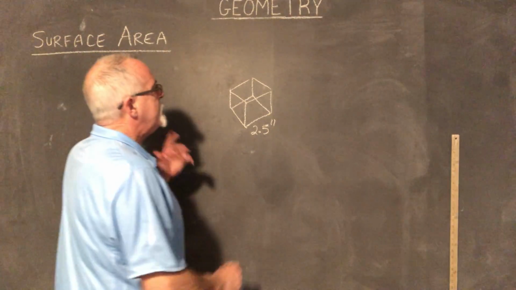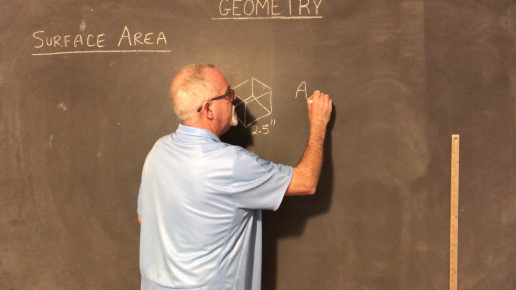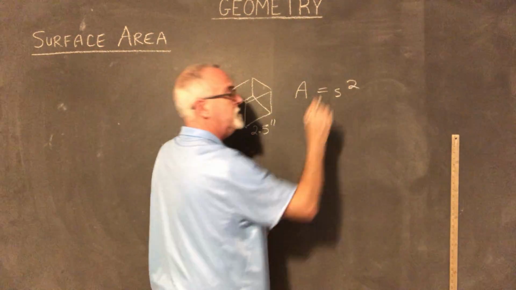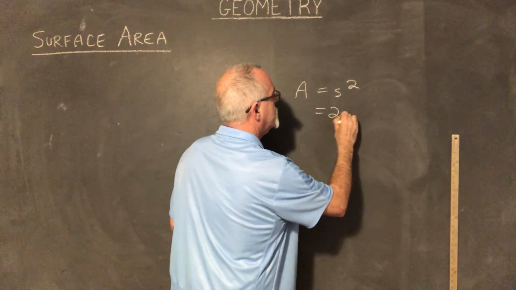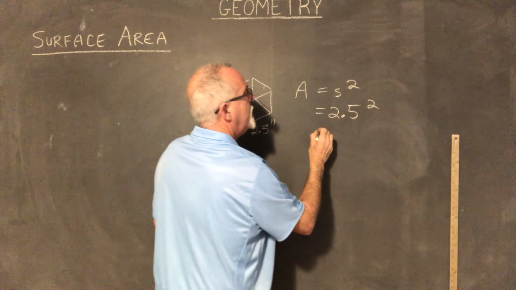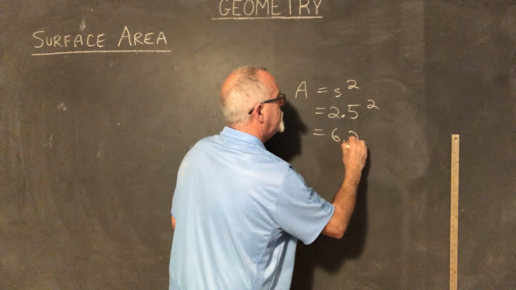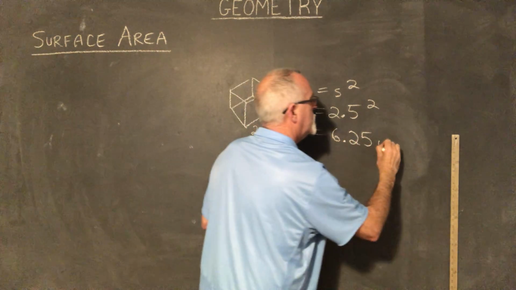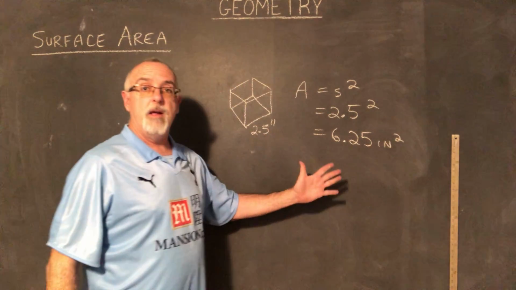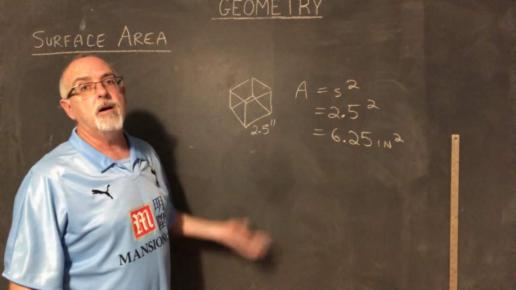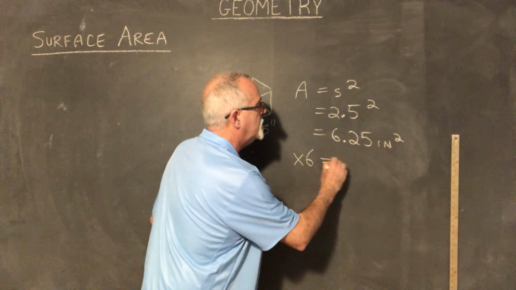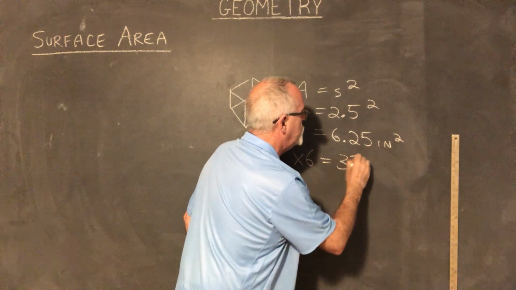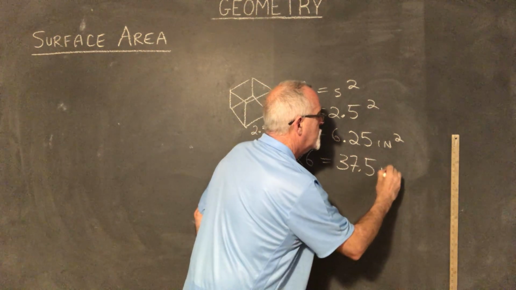Okay. So the area of a square is side length squared. And the side length of this particular square is 2.5 inches. So the area is 2.5 squared, and that is 6.25 square inches. But that's just one. The other 5 faces are equal to this one. So I can say, okay, times 6 equals 37.5 square inches.